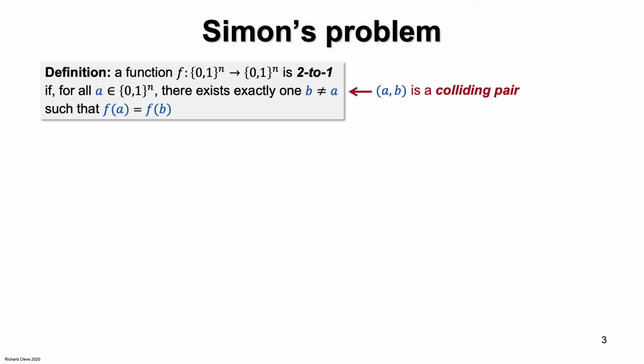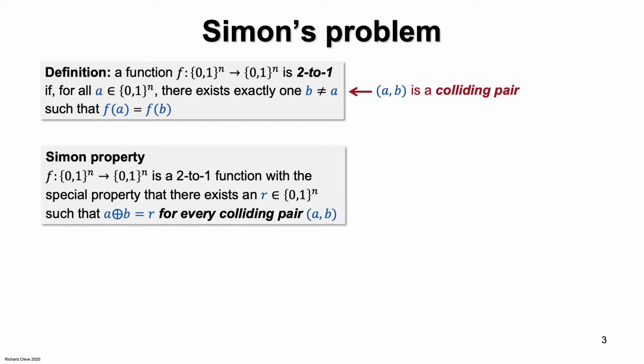Now, there's a special property that some 2-to-1 functions have that we'll call the Simon property. The property is that there exists an n-bit string R such that the following holds. For every colliding pair A, B, the XOR of A and B is R. By the XOR between two n-bit binary strings, we mean the bitwise XOR. That is, you take the XOR of the first bit of A with the first bit of B, then you take the XOR of the second bit of A with the second bit of B, and so on.